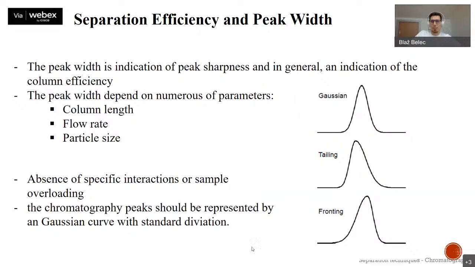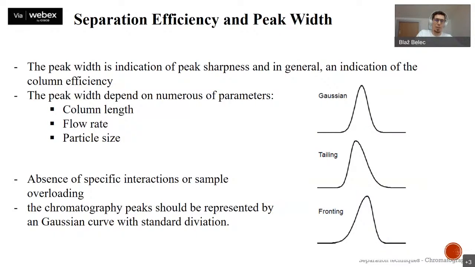So at the end, as I said, we got the peaks, and the peaks can be different. The perfect one should be symmetrical, so Gaussian shape of the peak, but in real conditions we also get tailing or fronting, so not symmetrical peaks, and the peak width or the shape depend on numerous parameters, so column length, flow rate, particle size.